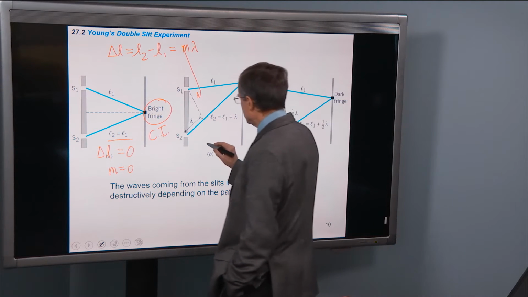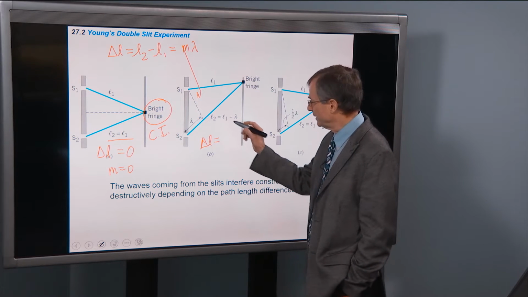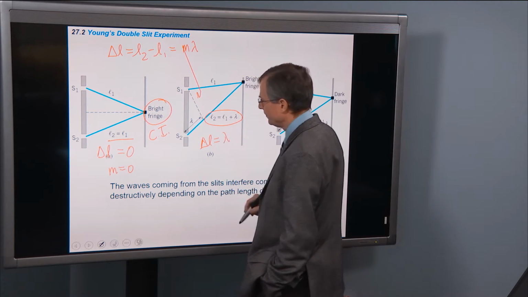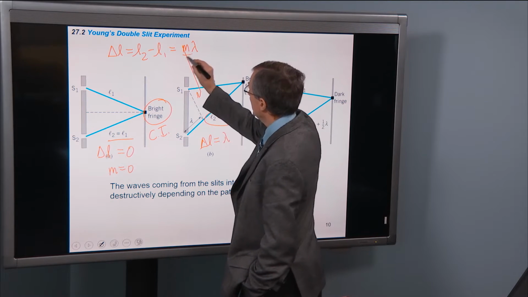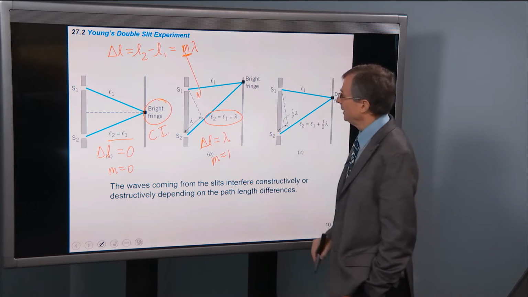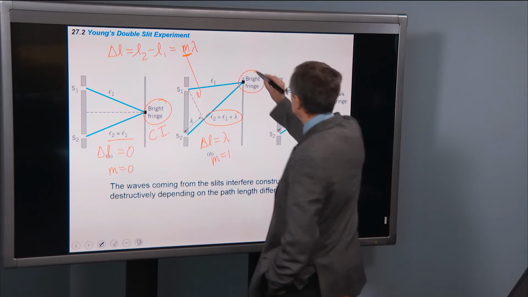That coincides with m equals 0, and we get a bright fringe, or in other words, constructive interference. In this case, delta L is L2 minus L1. In this case, it will be equal to lambda. That coincides with m equals 1. Also a bright fringe and constructive interference.